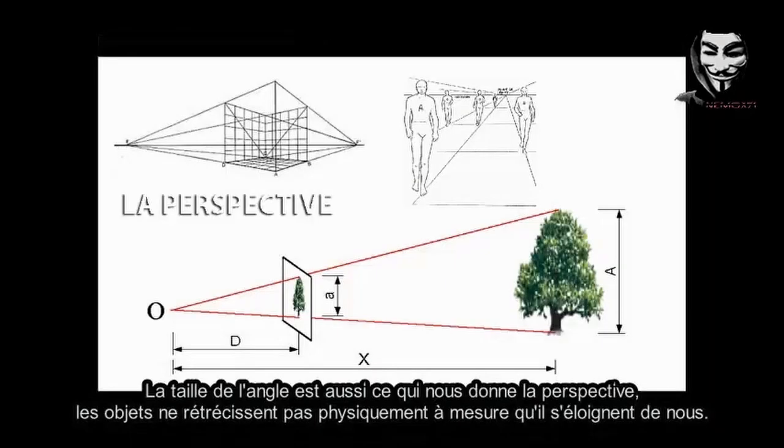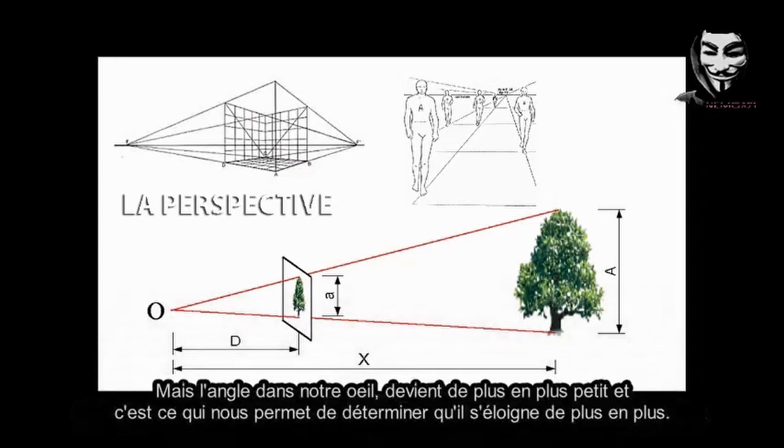The size of the angle is also what gives us perspective. Objects do not physically shrink in size as they move away from us, but the angle in our eye gets smaller and smaller, which is what allows us to determine that it is moving further and further away.